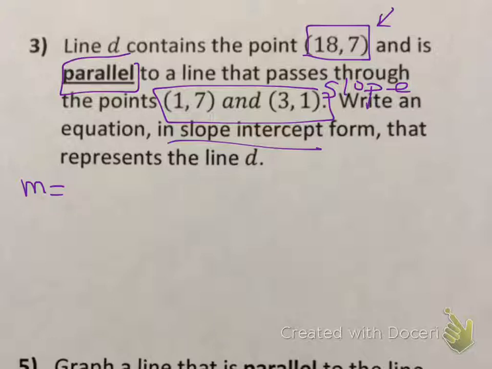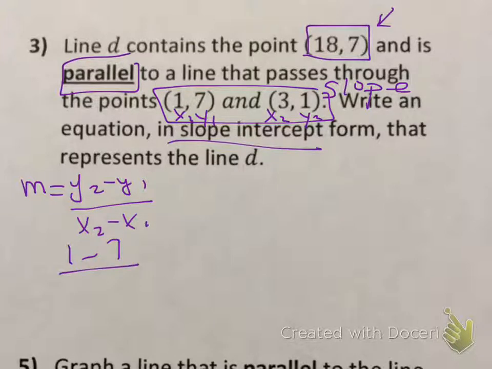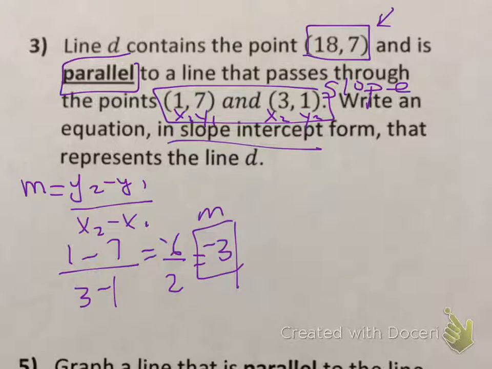So a long time ago, we had a slope equation that we worked with, y2 minus y1 over x2 minus x1. And we're going to plug these 2 into that slope formula. Here's my x in my first point, my y in my first point, my x in my second point, my y in my second point. So I'm just going to plug those in. So I'm going to go 1 minus 7 over 3 minus 1. That'll be a negative 6 over 2, which is a negative 3. So this is my slope. My slope is negative 3.